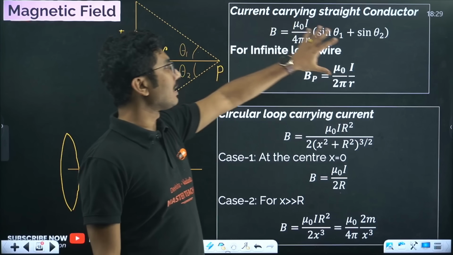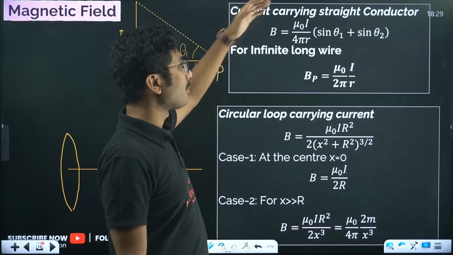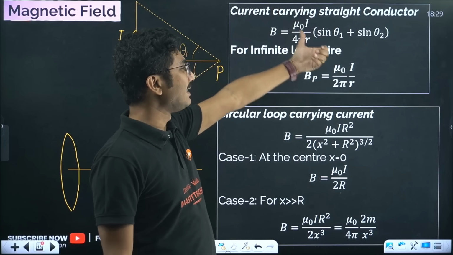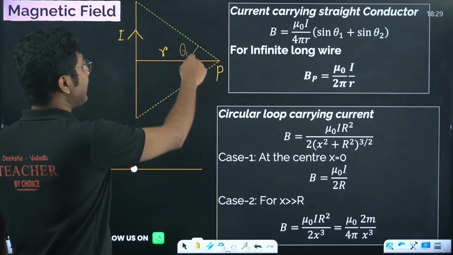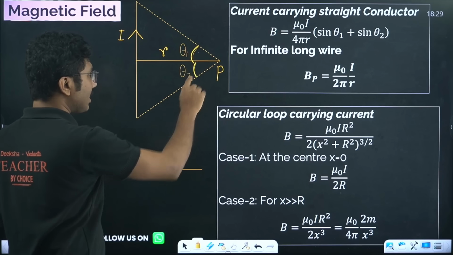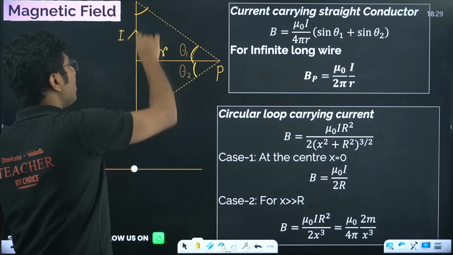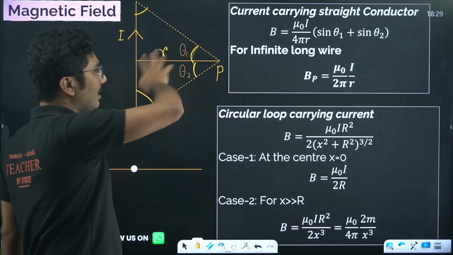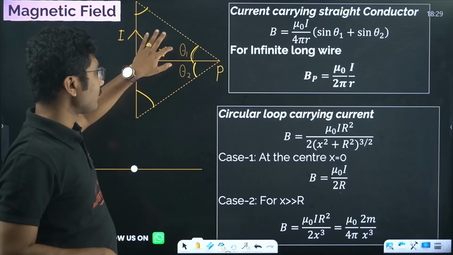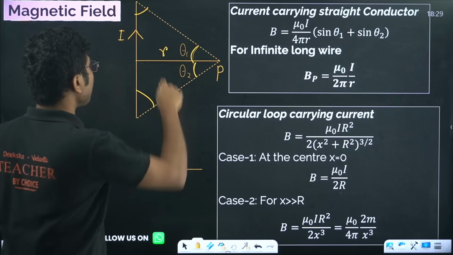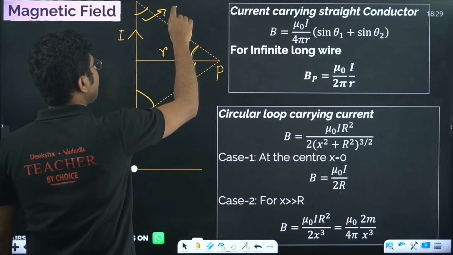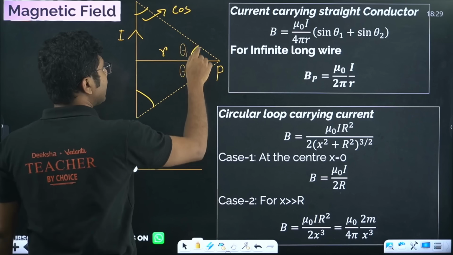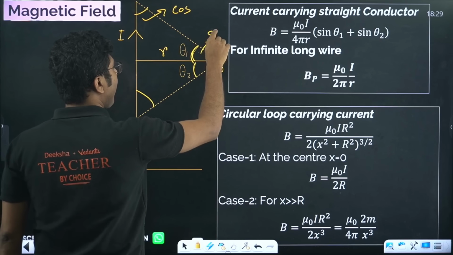For a current carrying straight conductor, the magnetic field is mu naught I by 4 pi r times (sin theta 1 plus sin theta 2), when theta is measured from the perpendicular. If you are measuring these angles instead, it will be cos theta 1 plus cos theta 2. Either you write with respect to this angle or that angle; remember, with respect to this angle it is cos, and with respect to this angle it is sin.